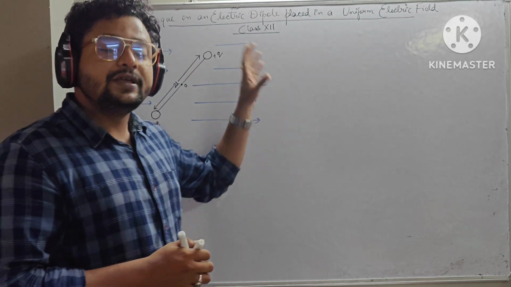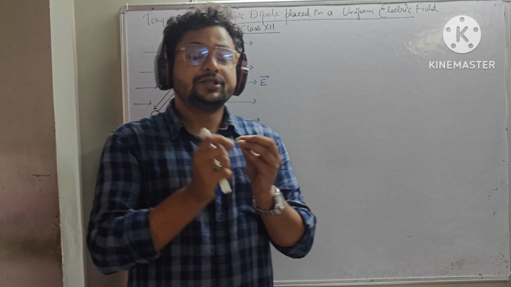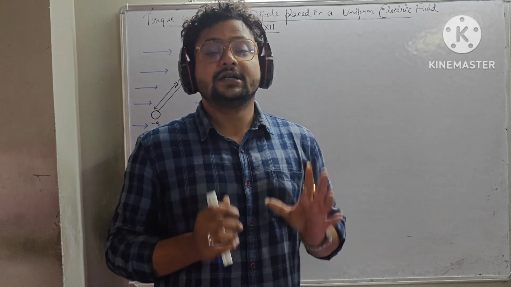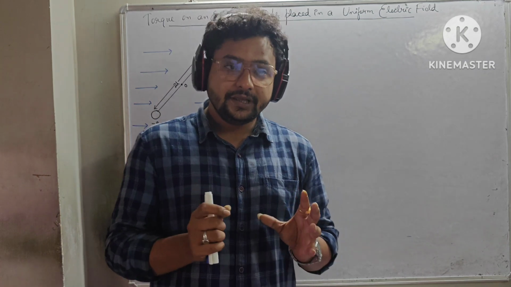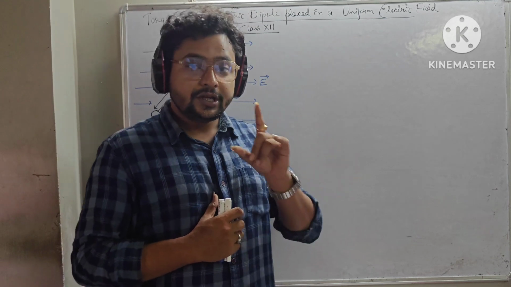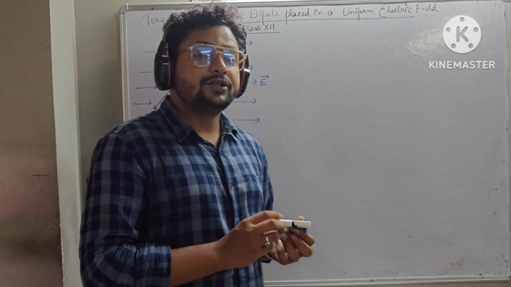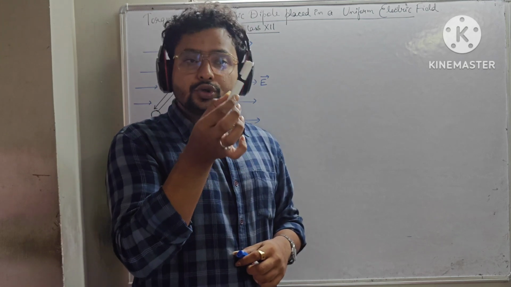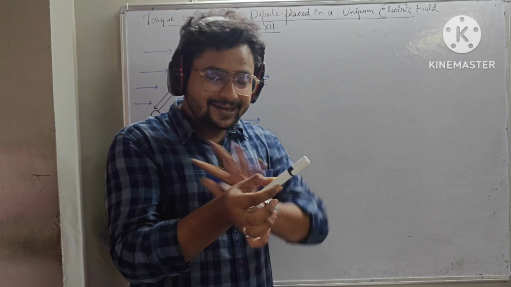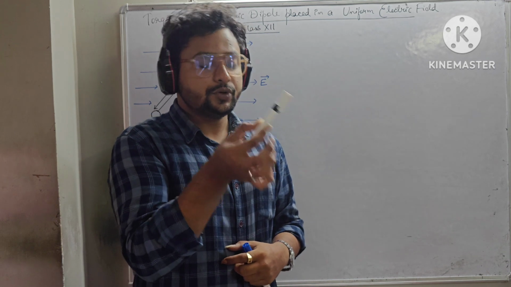Normally electric field intensity depends on the distance. But over here we have considered a uniform electric field, which means that all around the dipole, the electric field intensity is the same. Remember, this is the external electric field, okay? And in this external electric field, the dipole is placed. So what is going to happen? There is an external electric field and inside it, the dipole is placed.